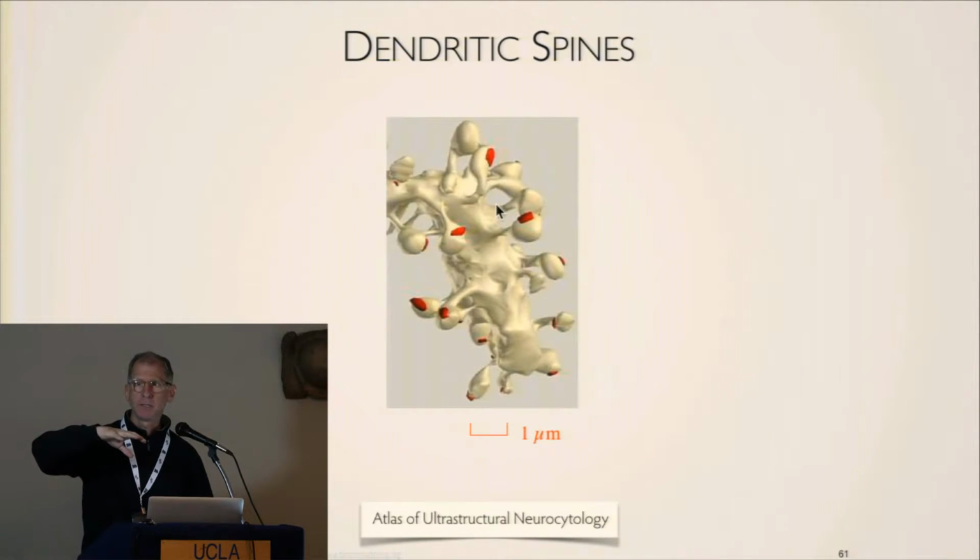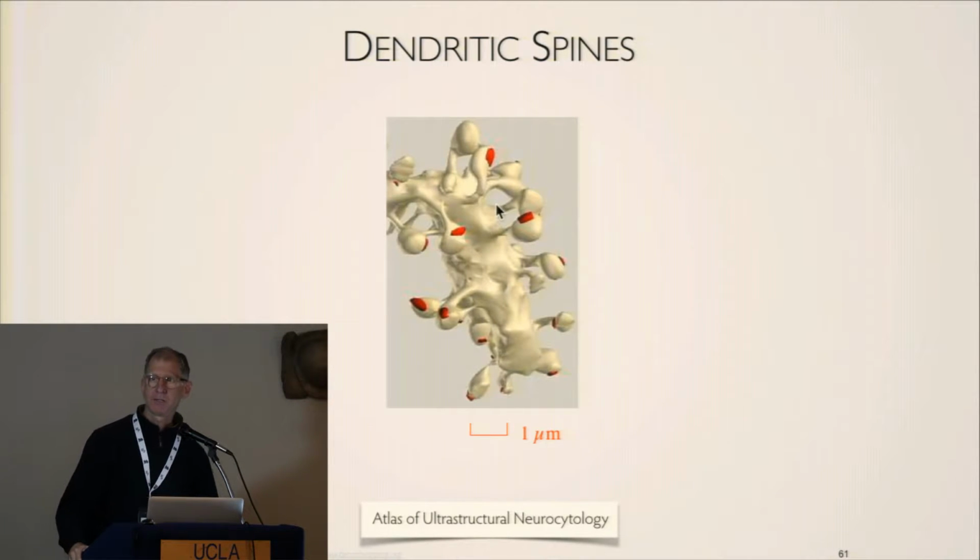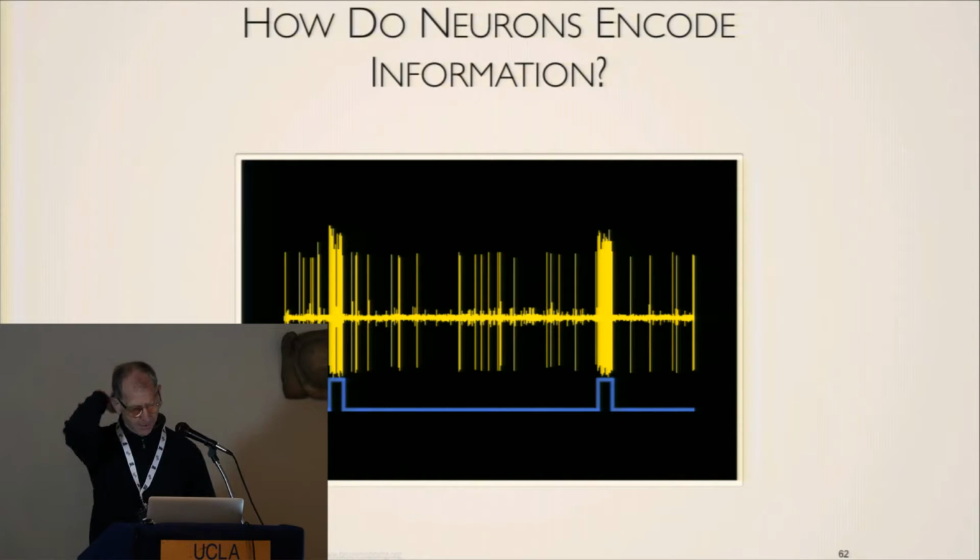And one of the things that's now understood is that these spines come and go incredibly rapidly. Over the course of seconds to minutes, animals will regrow different spines. And this is one of the ways in which neurons adapt and learn information. Okay.